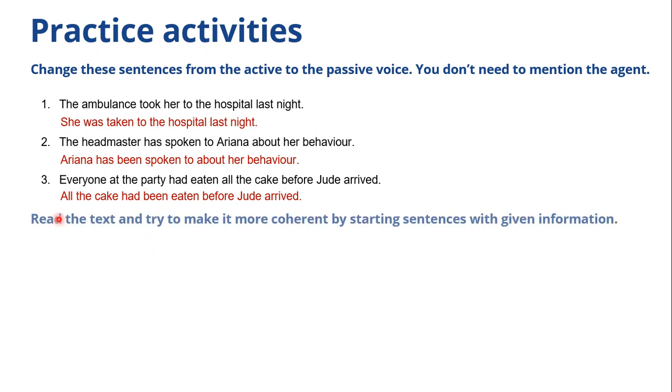The next one: read the text, and after that you try to make it more coherent. So the first text is not coherent. This is the way you understand what is coherent and coherence. After that you change into the passive constructions. The sentence is more coherent afterward.